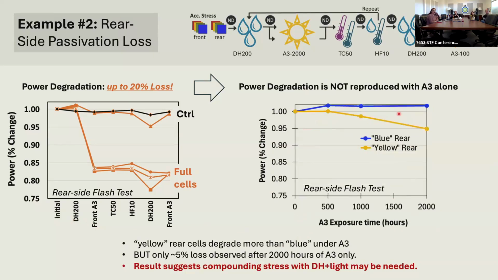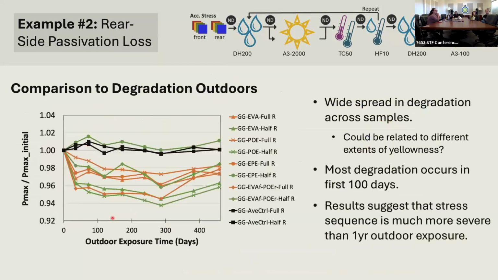However, if I put them on the same scale, the same y-axis scale of the power degradation, you see that there is significantly less degradation here, only about 5% compared to these samples when they had sequential damp heat in A3. So even though this is something we want to look into further, this might indicate that this combination of damp heat with light exposure might be needed for certain degradation modes to happen.